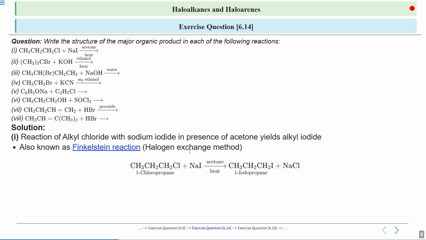Why are we saying halogen exchange? You can clearly see that when 1-chloropropane reacts with sodium iodide, these two halogens, the chlorine and iodine, replace each other, exchanging places. This reaction happens in the presence of acetone and heat, and you will get 1-iodopropane as a major product, plus sodium chloride as your side product. So the major organic product you are getting in this reaction is 1-iodopropane.